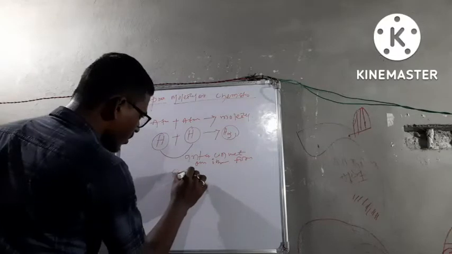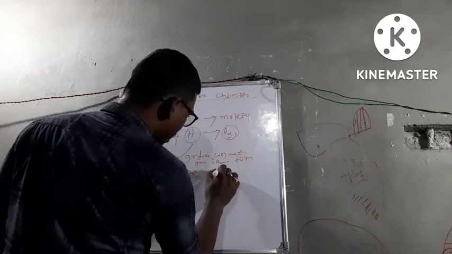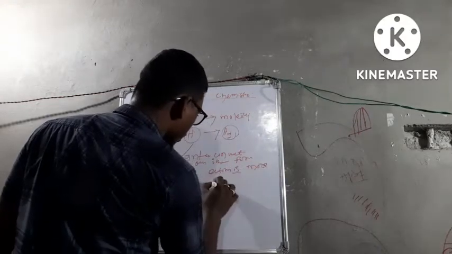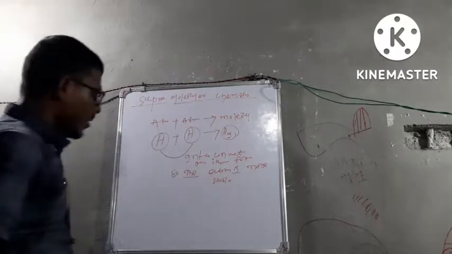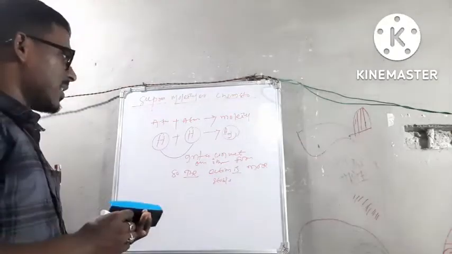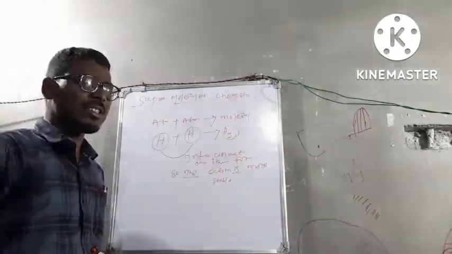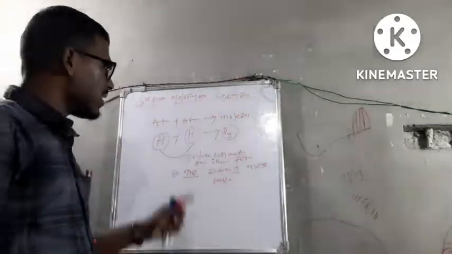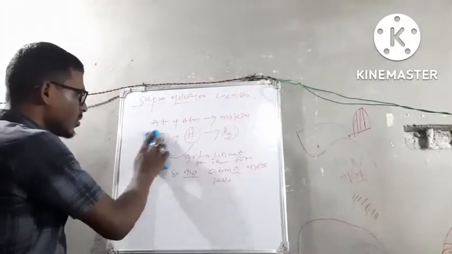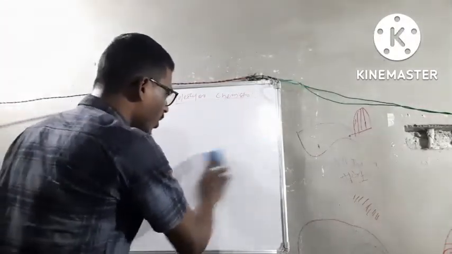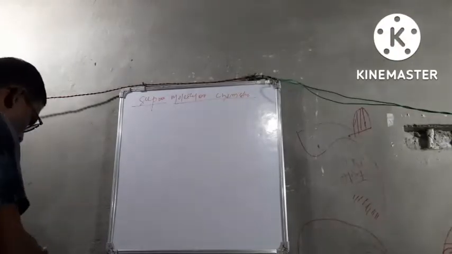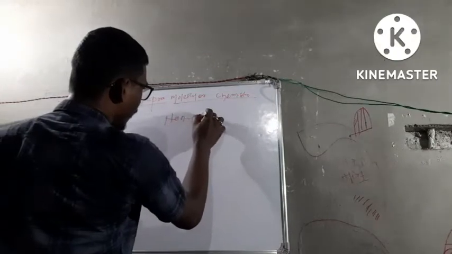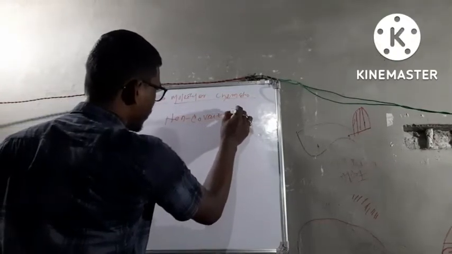So the atom is more stable. But in the case of supramolecular chemistry, when molecules are combined with each other, a non-covalent interaction should be developed. So we have discussed the non-covalent interaction.